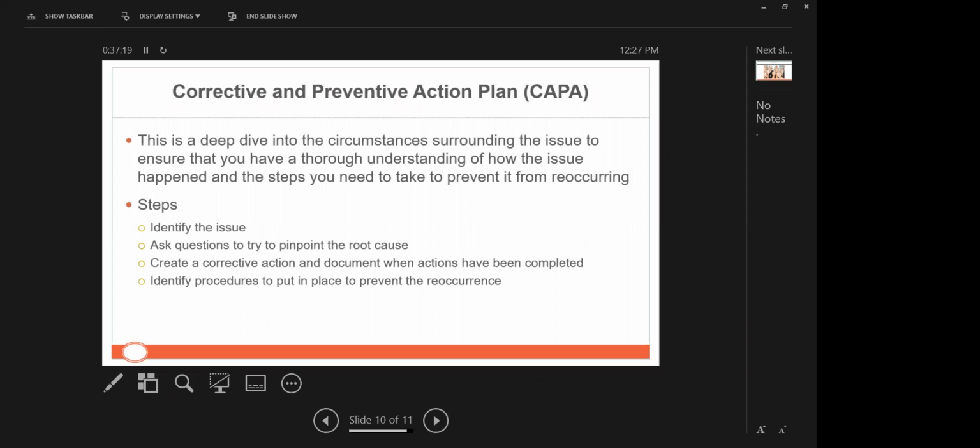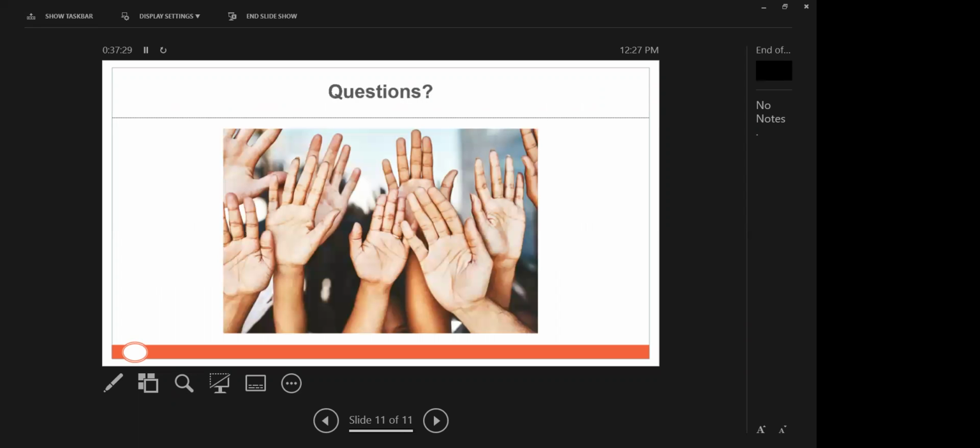So those are CAPAs, and we do have a template if you ever need something that we could share with you. That's the end of the presentation here. Does anyone have any questions?